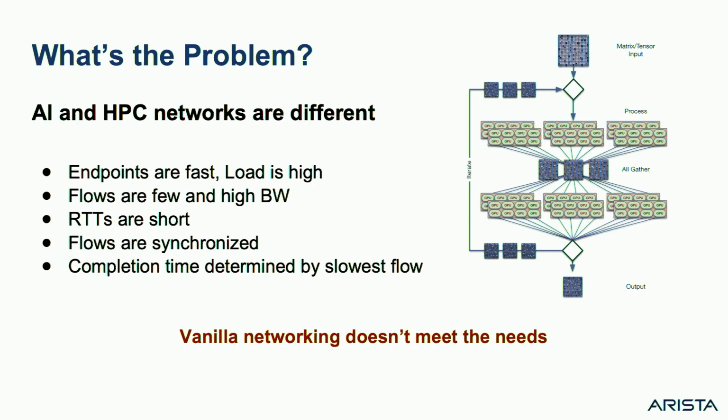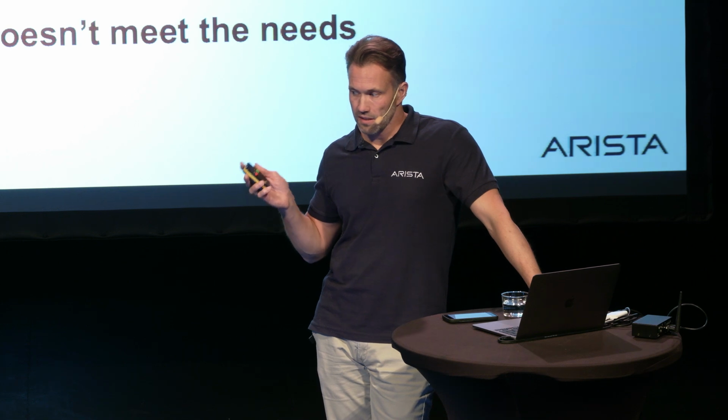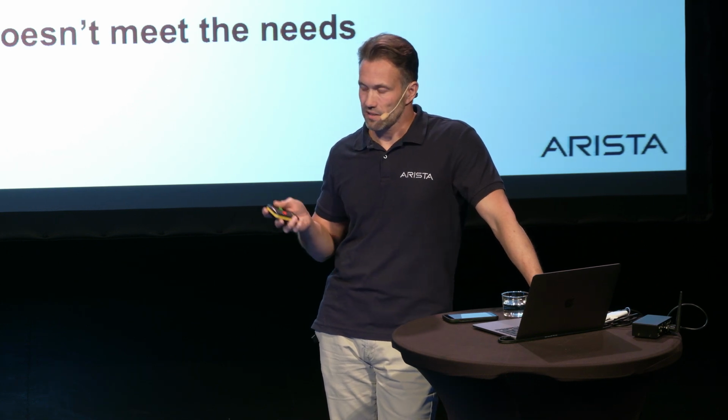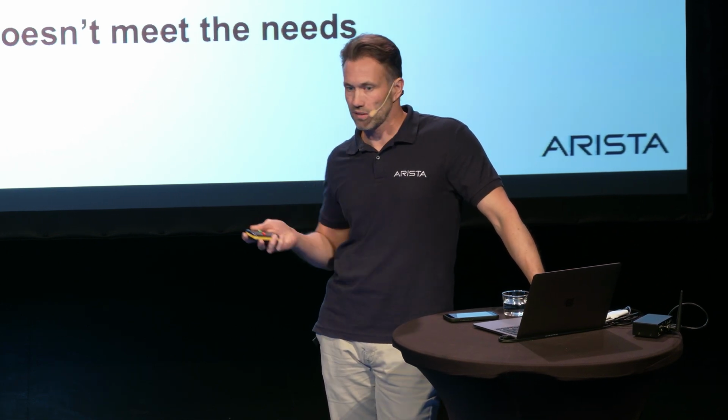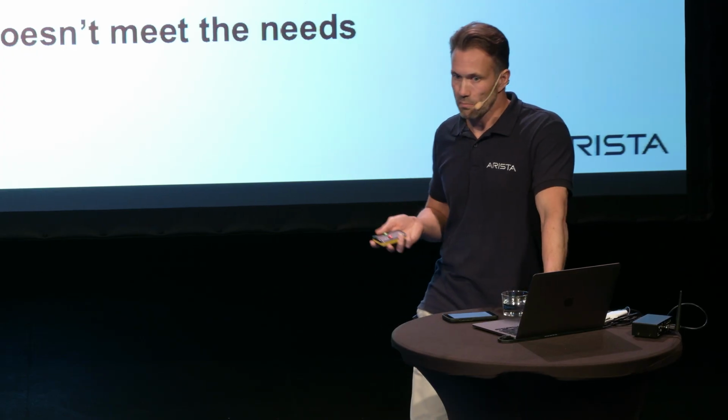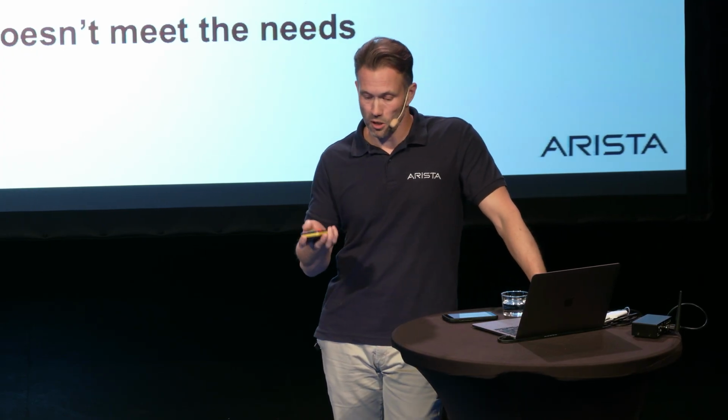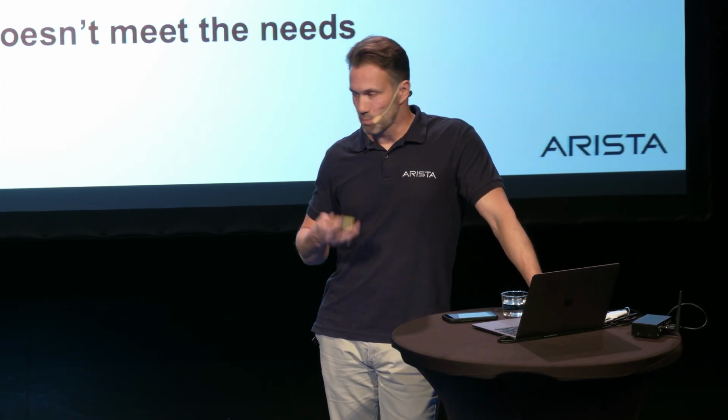And the issue with having few flows with high bandwidth is that you easily get congestion, right? And congestion leads to poor network performance. And the thing with AI flows is that the completion time, this time spent in networking, is really determined by your slowest flow. And I'm going to come back to that because that's important. But bottom line is that your vanilla DC networking doesn't really meet the needs for this.